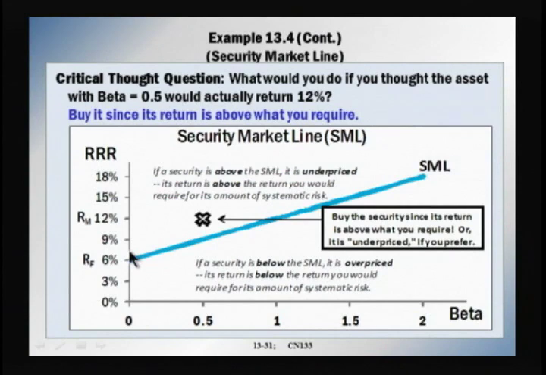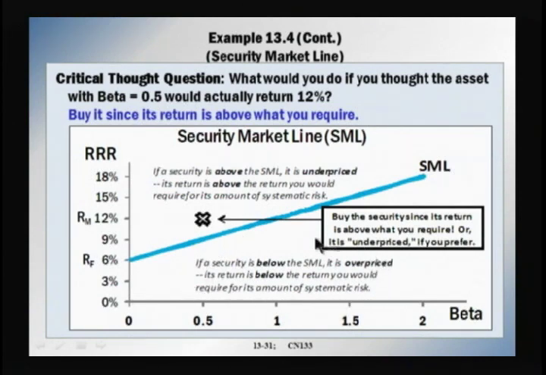So anything along the security market line is fairly priced. We expect it to produce a return that is a fair reward for the stock's amount of systematic risk. Anything above the security market line, we expect to produce a return that is more than we require. That's a good investment. It's underpriced, and it'll continue to be underpriced until the price gets bid up far enough to cause its return to fall, and it sets right on the security market line.